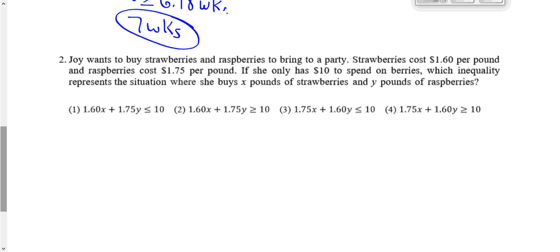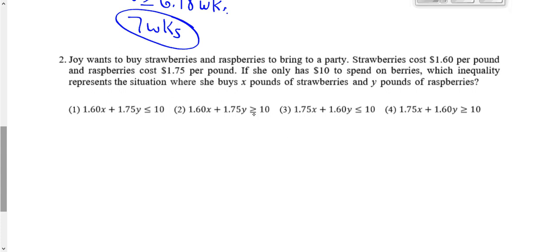Strawberries are $1.60 a pound. Raspberries are $1.75 a pound, at $10. So she has $10. Can she spend more than $10? No. So the inequality will be a less than or equal to, right? So which choice would it be, kids? Either 2 or 4.